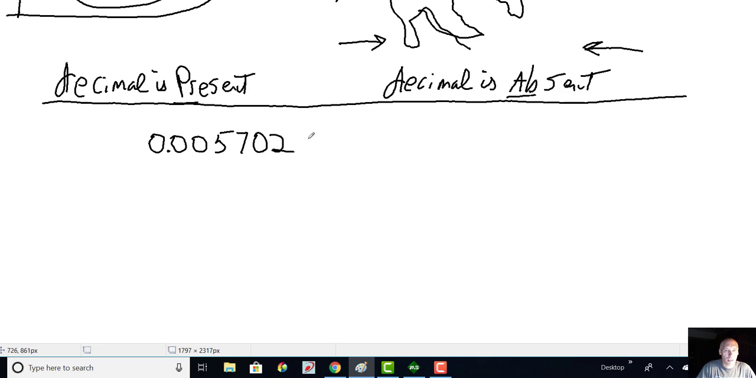Let's say we have this digit. Let's say this is a measurement, okay? And first of all, you say, okay, which side do I begin from? So the decimal's present, so you begin counting in from the Pacific side. So you begin counting in that way.